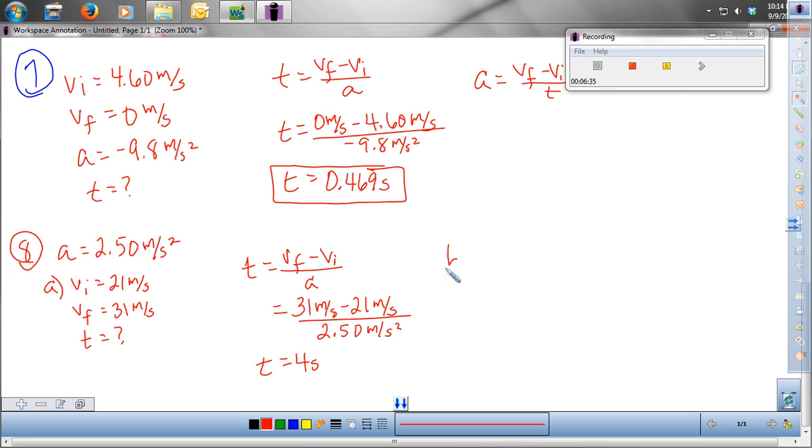And if you look at part B, the change in velocity is identical. It goes from 51 to 61, so it changed by 10. So it's going to look just like this math. This will be 10, and this is 2.5, so that's 4 seconds also.